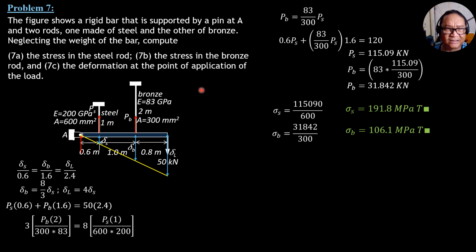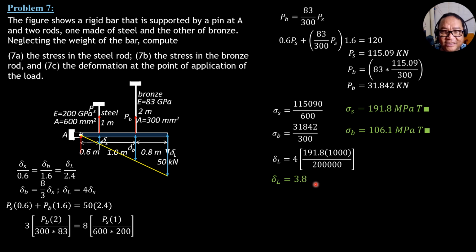Finally, the deformation at the point of application of the load, it is 4 times deformation of steel rod, and deformation of steel rod is stress in the steel rod, length of steel rod 1000 mm divided by E 200,000 megapascals to convert it to mm. So for stress in the steel rod, length of the steel rod in mm divided by E in megapascals, 200,000 megapascals. So the deformation under the load is equal to 3.836 mm.